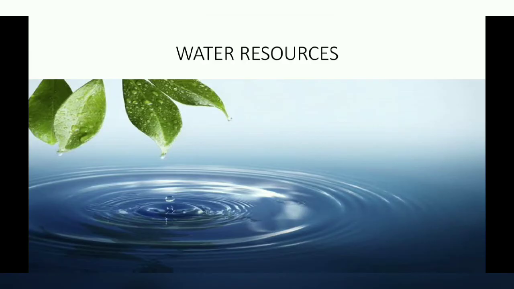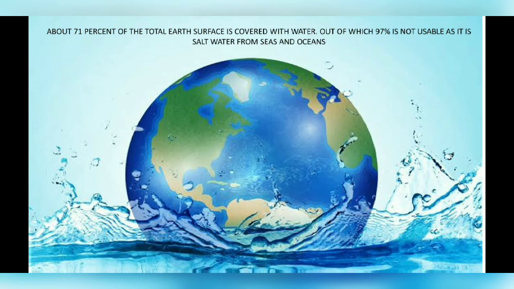Now moving on to water resources. Water covers 71% of the total earth, out of which 97% is not usable. Why? Because it contains salt. For example, oceans and seas contain a high level of salt, because of which we are not able to use that water.